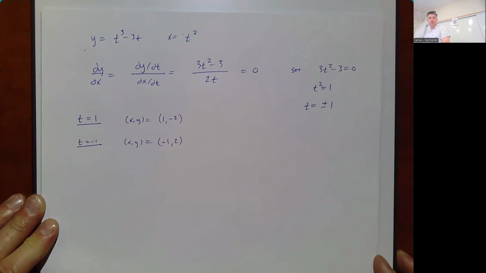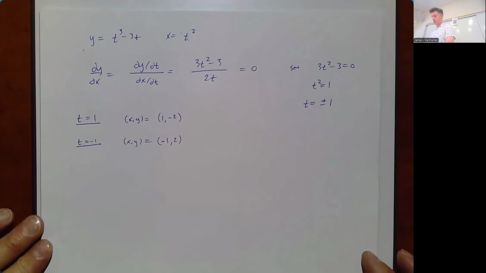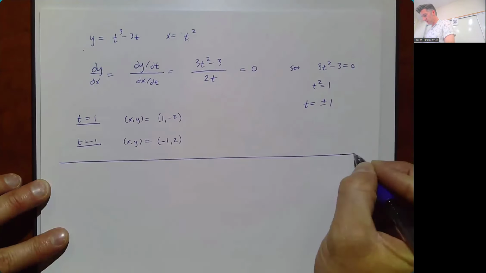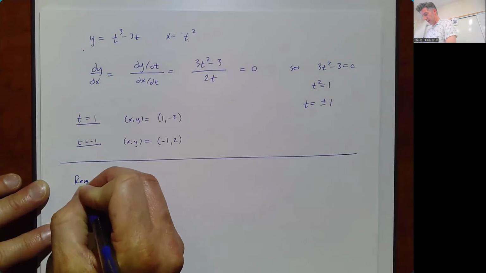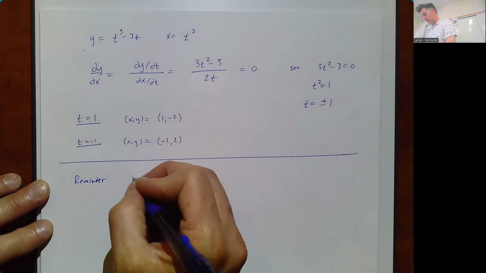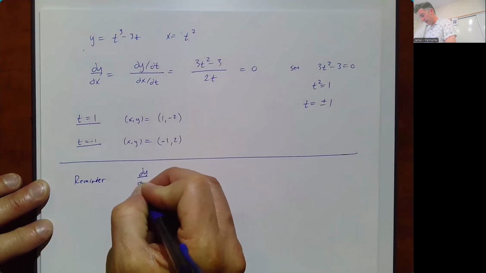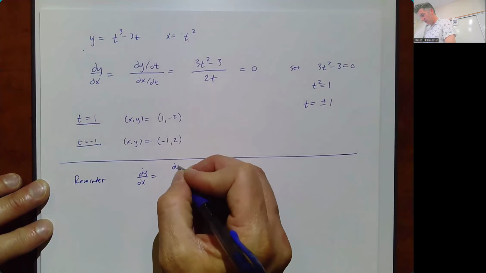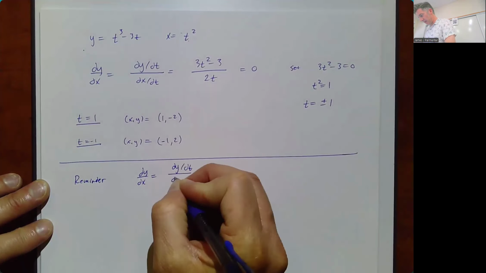Questions about that so far? So as a reminder, the takeaway from this section, although what we've said is important, but the real takeaway is that dy dx is equal to dy dt divided by dx dt.